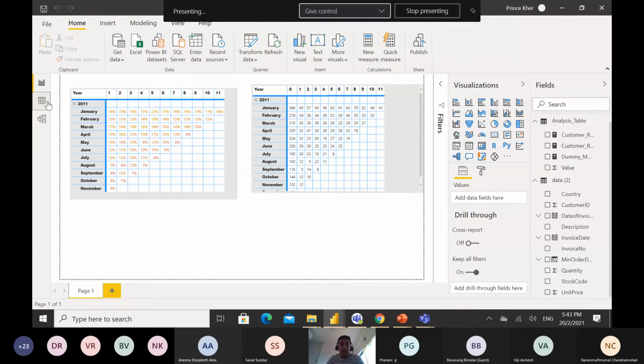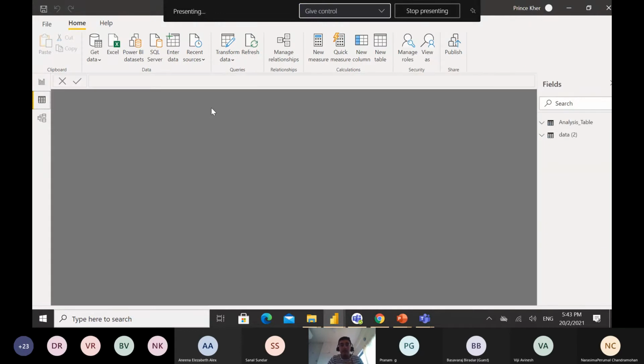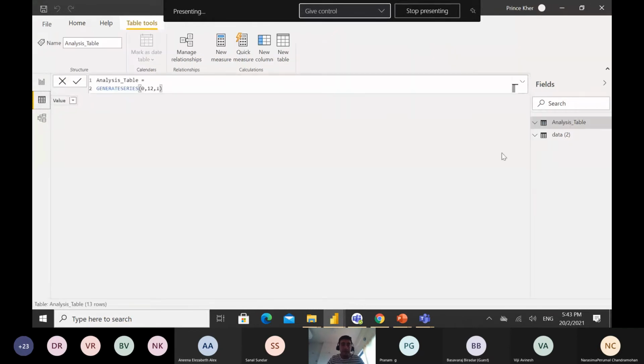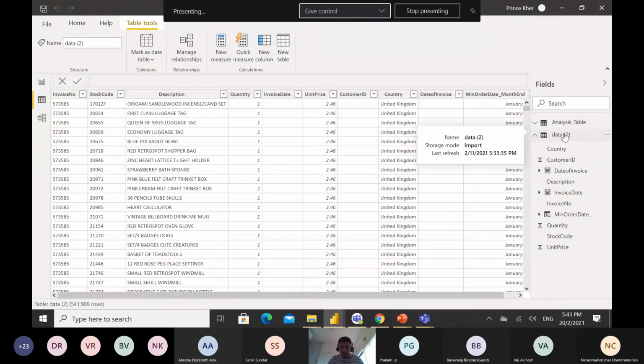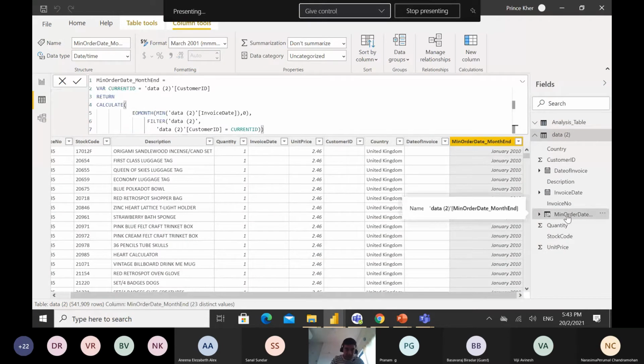How can you get it? An easy way, it's all with DAX that we are playing around with here. Give me a second, let the data come up. I don't want this, I want this. And then I want to show you how the minimum order date worked.